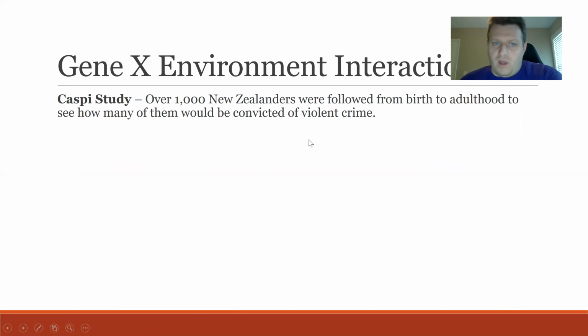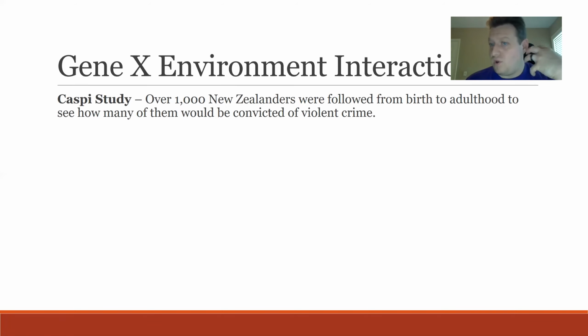So let me give you an example of gene by environment interaction. This is a study which is sometimes called the Caspi study. It is a study by Avshalom Caspi, a personality and aging researcher in New Zealand. And what Caspi was able to do was convince the New Zealand government to help him conduct a research study. He looked at newborn children in New Zealand, and he followed them from birth to adulthood, and he would look at a wide variety of different things.